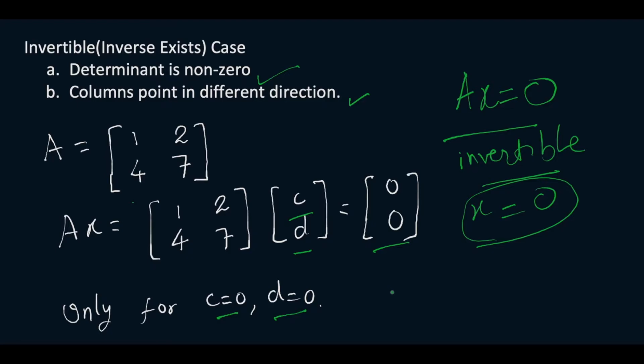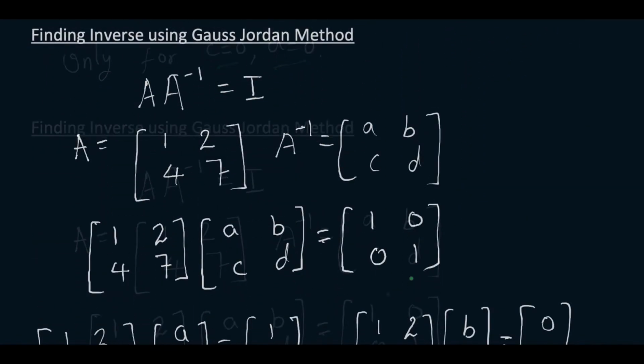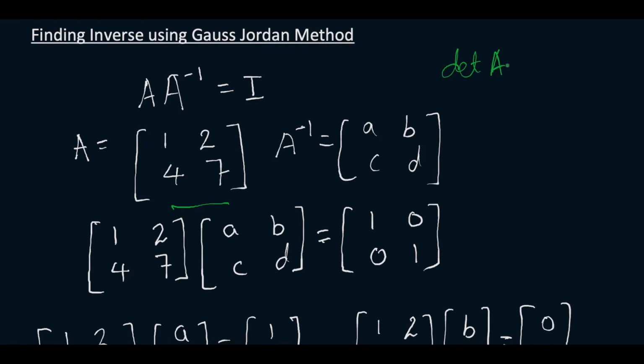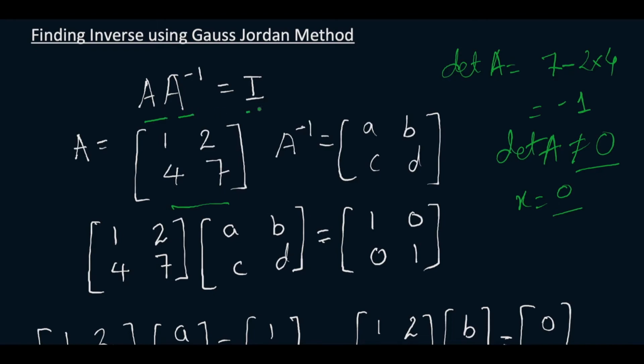Now we will be finding the inverse using the Gauss-Jordan method. We are taking the same example, 1, 2, 4, 7, because we know the determinant of this A is 7 minus 2 into 4, which equals minus 1. The determinant of A is not equal to 0, and the combination of the columns will only give 0 if the x vector is 0. So this A is non-singular and invertible. Now we will be finding the inverse of this matrix.